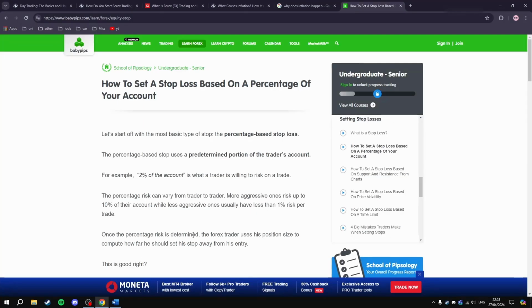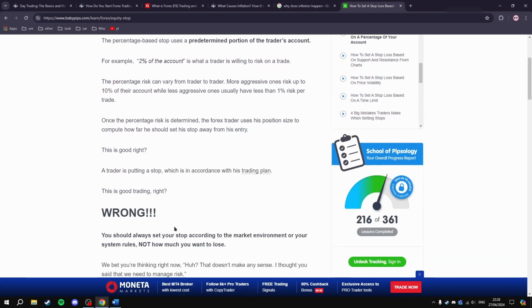So, let's start off with the most basic type of stop, the percentage based stop. The percentage based stop uses a predetermined portion of a trader's account.